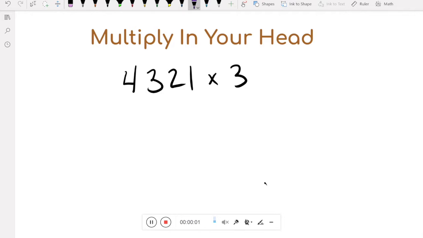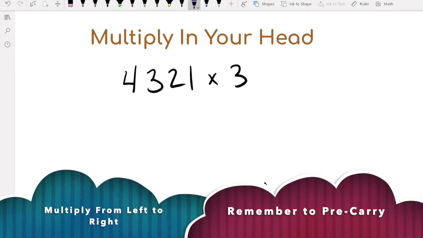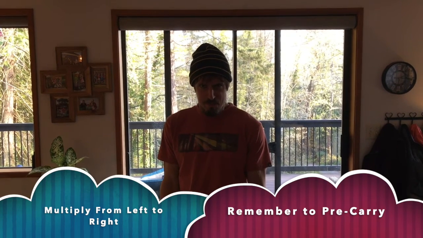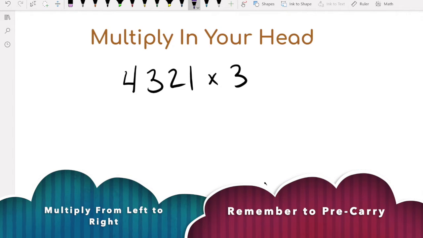Welcome. So this is a trick for multiplying any number by a one-digit number in your head. The whole point of this trick is to do it in your head, not on a piece of paper. If you had a piece of paper, you wouldn't necessarily do it this way. This is if you're doing it in your head, okay?